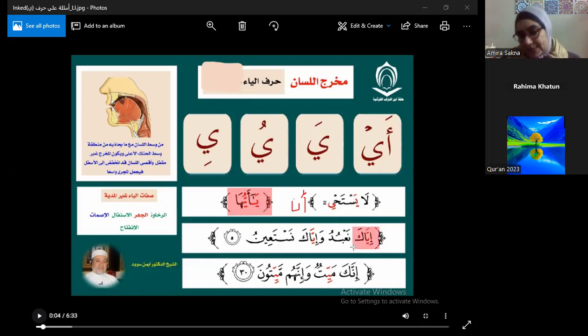Of course, this is in Al-Fatiha. So I'm going to read all the ayah because this is very important. You are going to read it always when you pray. إياك نعبد وإياك نستعين.